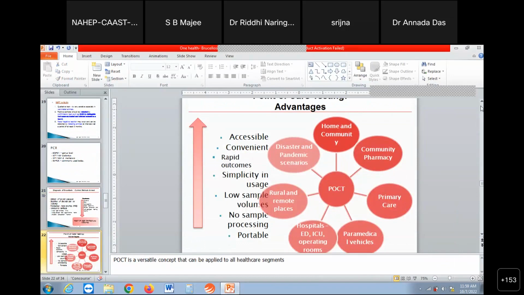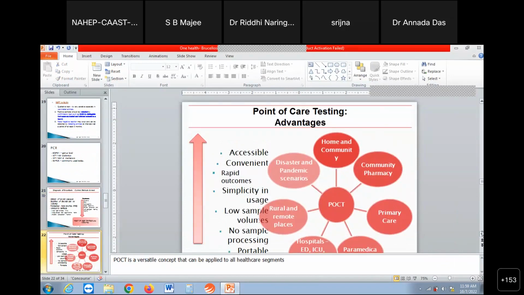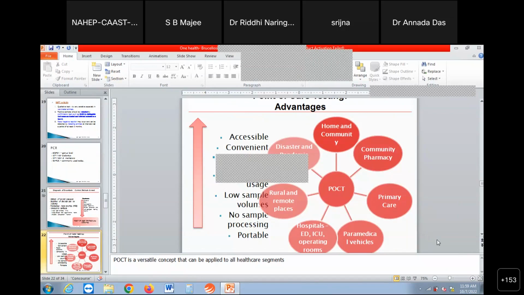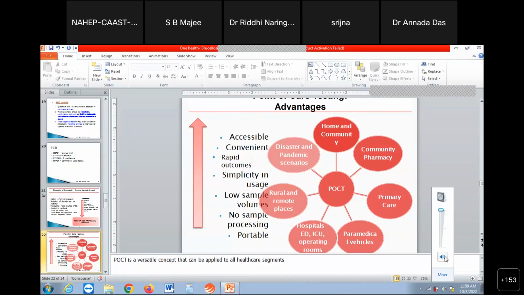So what are some of the advantages and disadvantages? We will see. The advantages, of course, far outweigh the disadvantages. So here we have got the accessibility is very good. It is very convenient. It gives rapid outcomes within a few minutes. The simplicity in usage is that you can take it anywhere on the field and do the test. You require very low sample volumes. That means you can collect it on small nitrocellulose, small paper, or on one of those grids. No sample processing is required, and it is portable. That means you just need to carry it in a small purse.